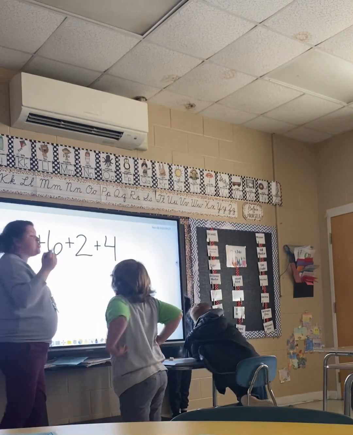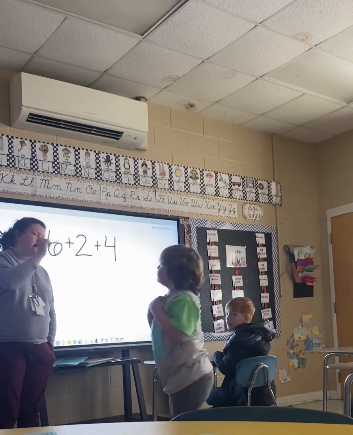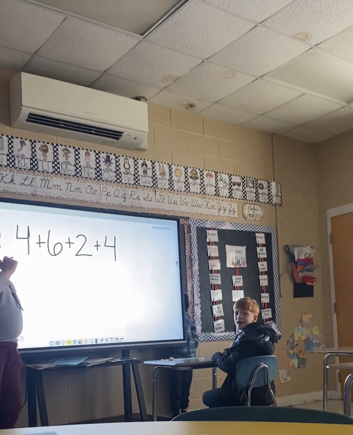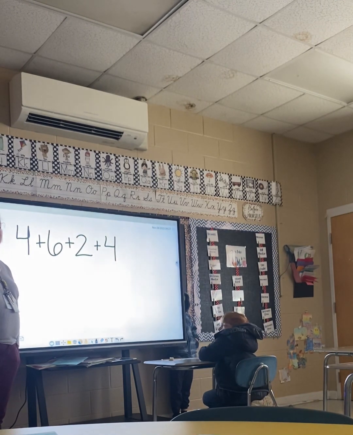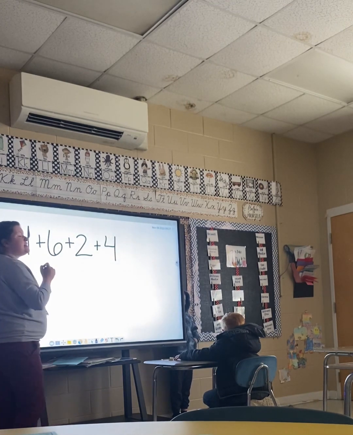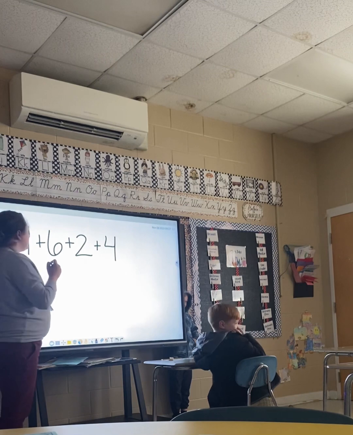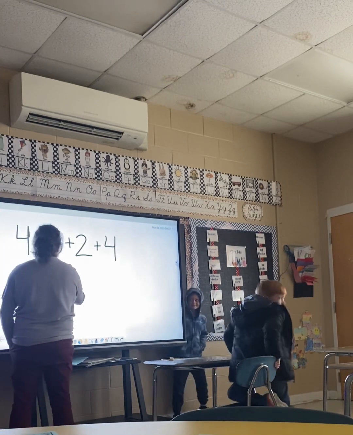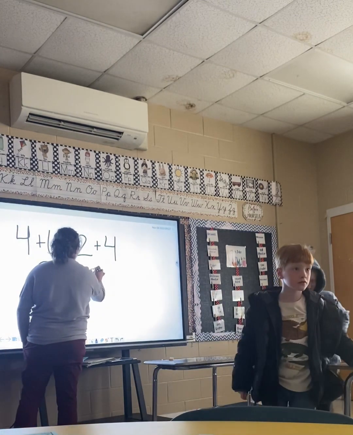Do you see a doubles in this number string? Kinsley, what is the doubles? 4 and 4. 4 plus 4 equals what? 8. 4 plus 4 equals 8. And then we bring down our 6 and our 2.